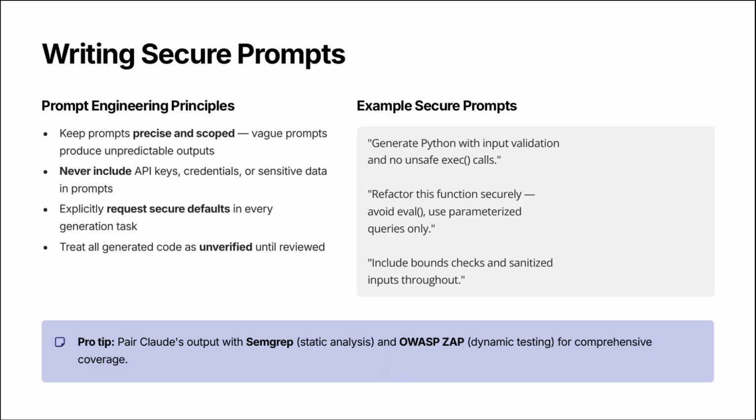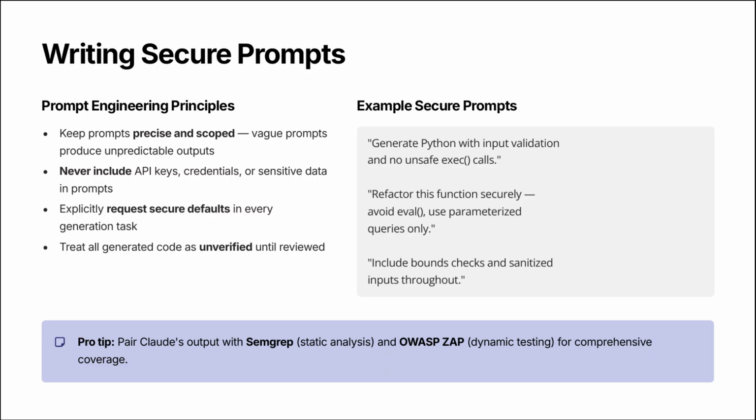You can also ask Claude to include bounds checks and sanitize inputs throughout. For comprehensive coverage, you can pair output from Claude with other security tools. For instance, use Semgrep for static analysis and OWASP for dynamic testing. These tools can help you ensure the security of your codebase beyond what Claude can do alone.